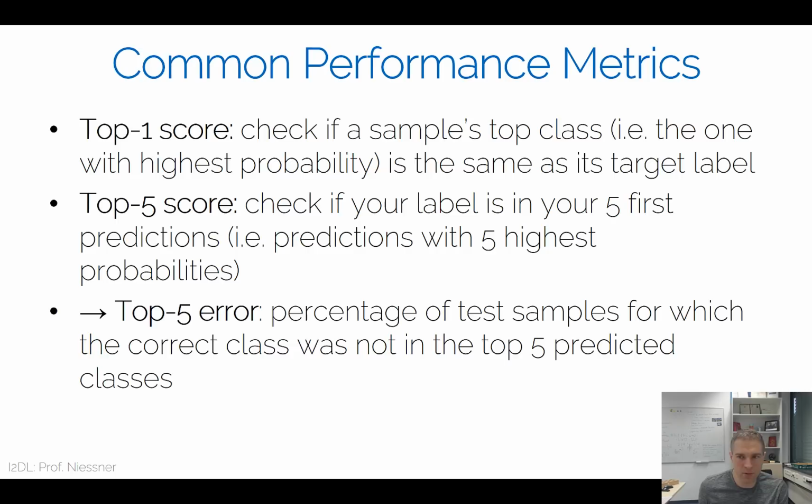And the top five error in this case is the percentage of test samples for which the correct class was not in the top five predicted classes, right? So if your top five probabilities that you're getting out of your score functions don't have the right class, that increases your error, right? And you just compute the percentage out of this on your test set, and that's how you evaluate the performance at the end. And then you're going to get very famous graphs that look like these ones.